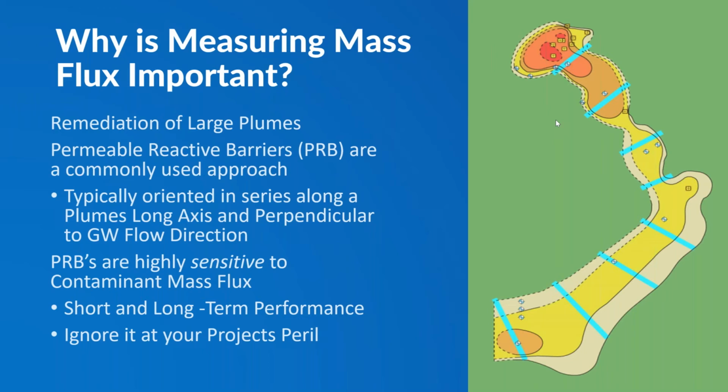PRBs, however, are highly sensitive to contaminant mass flux, both in the short- and the long-term performance. In the short term, if you miss a mass flux zone that matters, you're going to get holes punched in your PRB. In the longer term, if you don't have the mass flux dialed in reasonably well, you're probably going to have a shorter operational life than you think. In short, I just want to give you the sense that if you ignore the collection of mass flux data, it puts your project in peril.